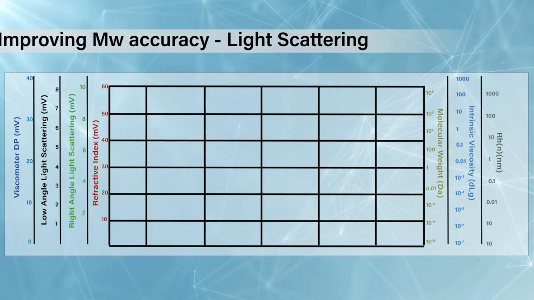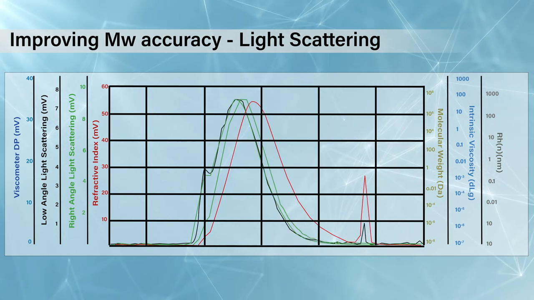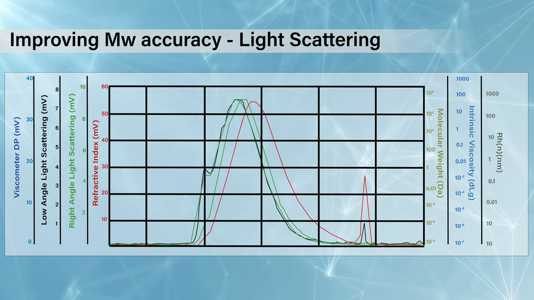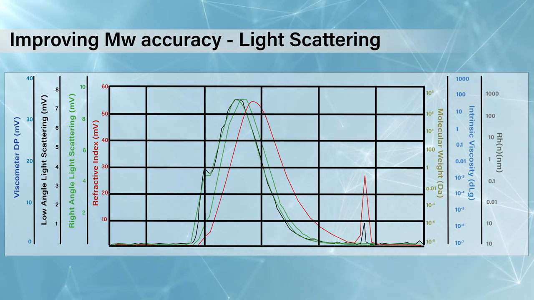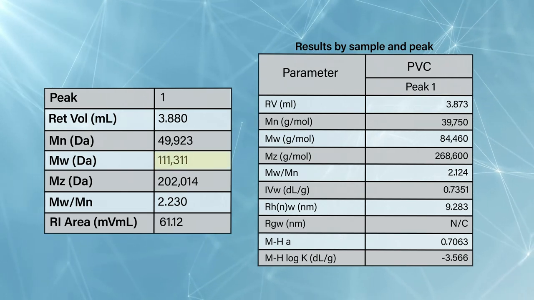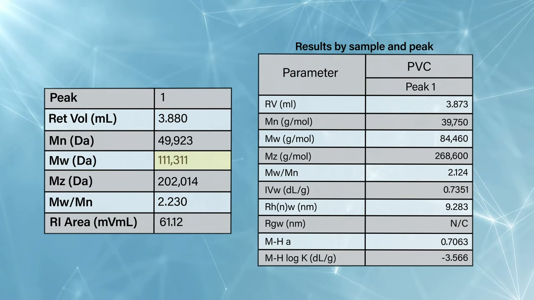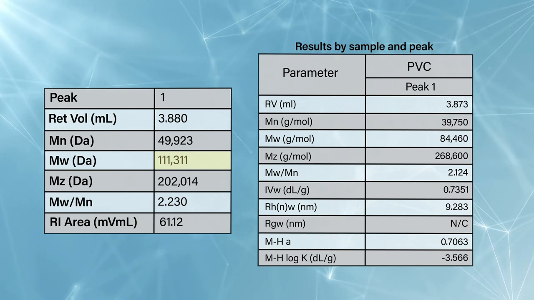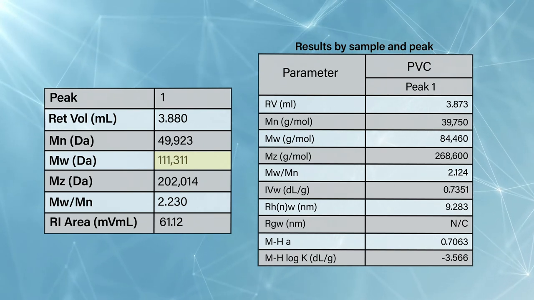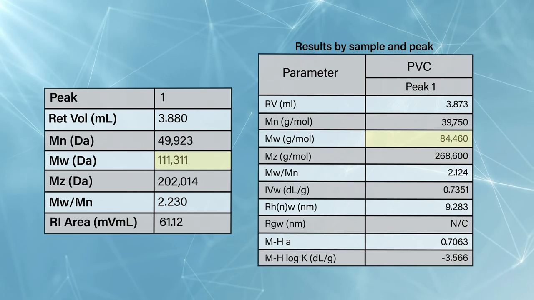So here's an example of molecular weight accuracy with light scattering. In this case, you have an 85,000 PVC standard. If you look at a conventional calibration against polystyrene standards, it's going to give you 111,000. So very precise, but it's not accurate. If you use a light scattering detector, it brings the accuracy to the experiment and you get your 85,000 molecular weight as expected.